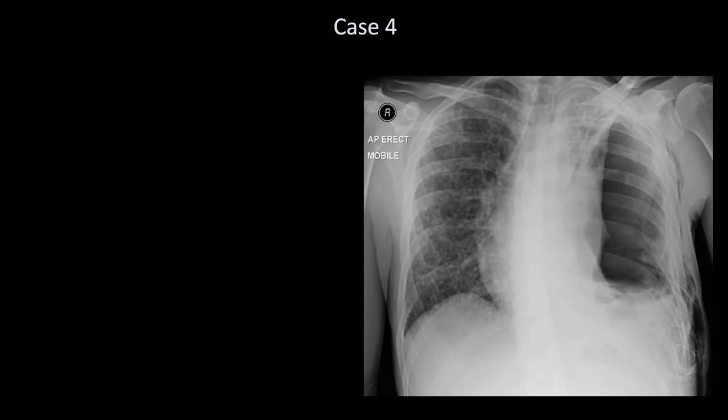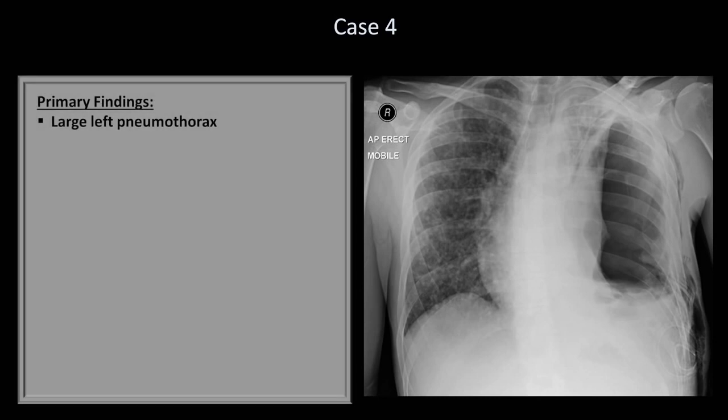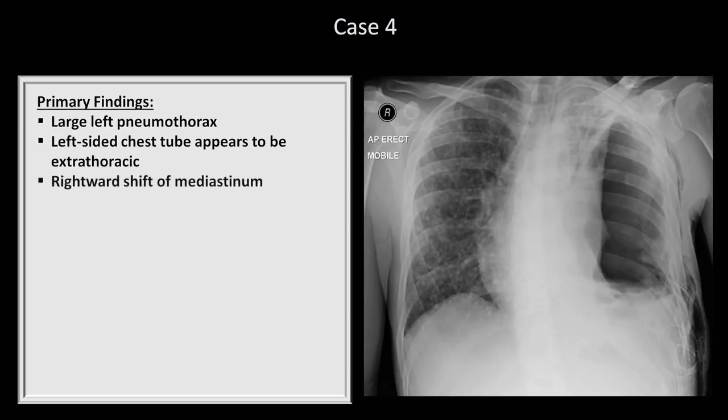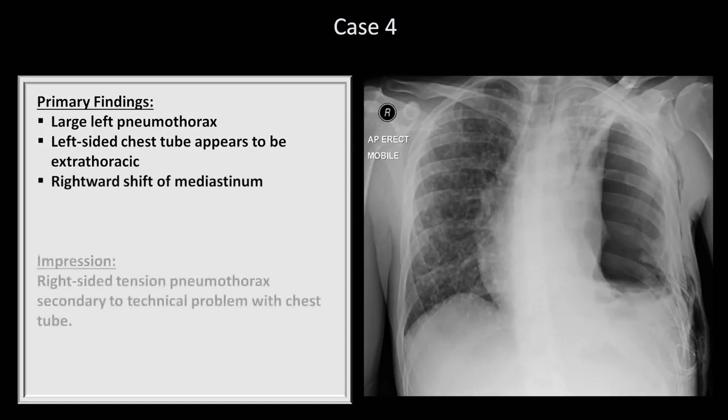Starting on the patient's left, we can see that where the left lung is supposed to be, it is completely devoid of lung markings, thus a large pneumothorax. This appears to be related to some technical problem with the chest tube, which is coiled up at the bottom of the film and appears to be extrathoracic. That is, it looks like it just fell out. As bad as a pneumothorax this large would be for the patient normally, his situation is even worse, as the rightward shift of the heart and mediastinal structures strongly suggests he has a tension pneumothorax.